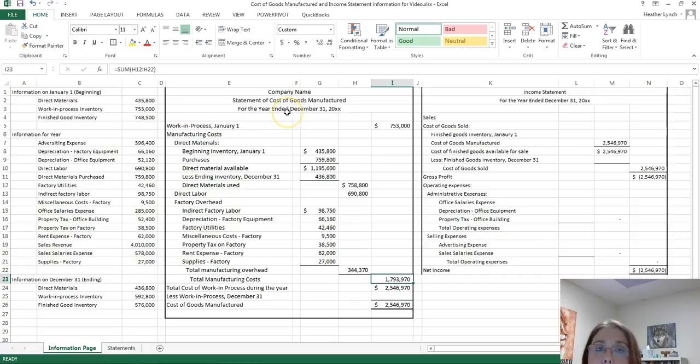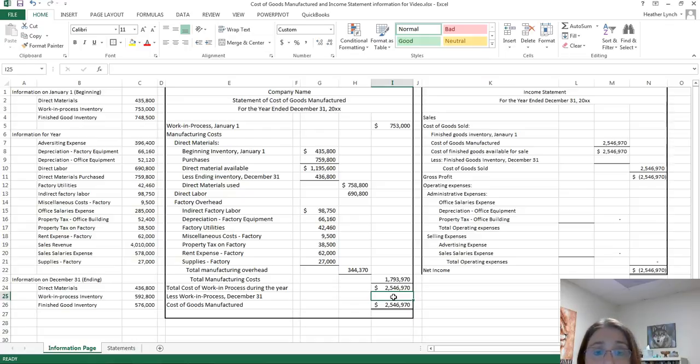Remember, this is at December 31st, so this is everything that happened for the entire year. Now we need to add one more item on this statement of cost of goods manufactured. We have to do the less work in process December 31st. Work in process, in our reading, means it's work that is not completed. We cannot put it into finished goods. We can't sell it. It is not complete.